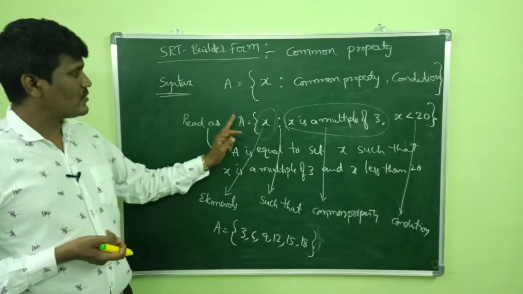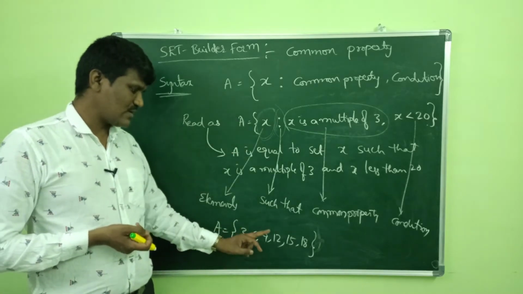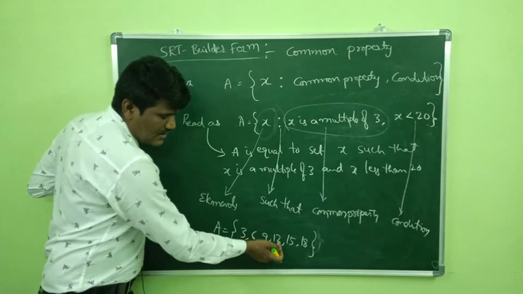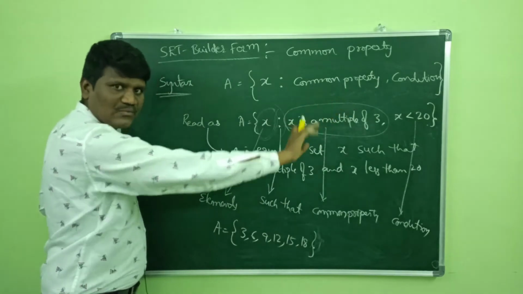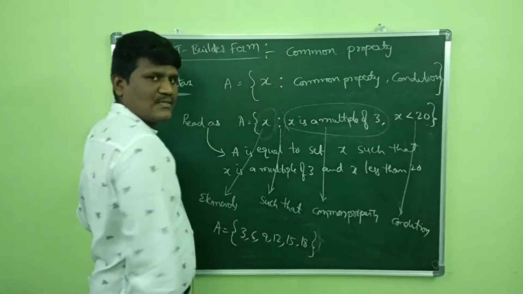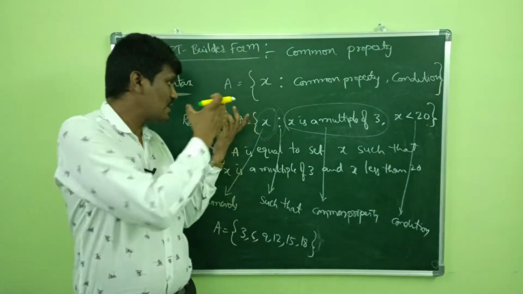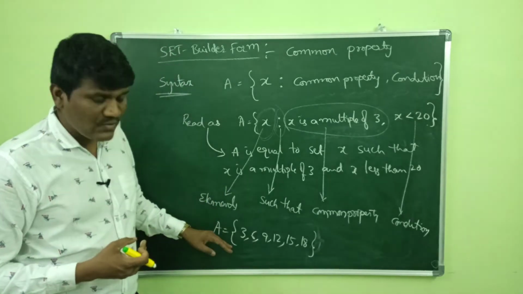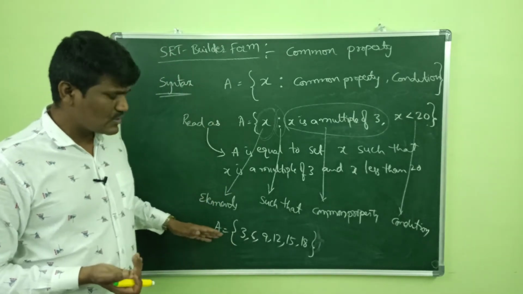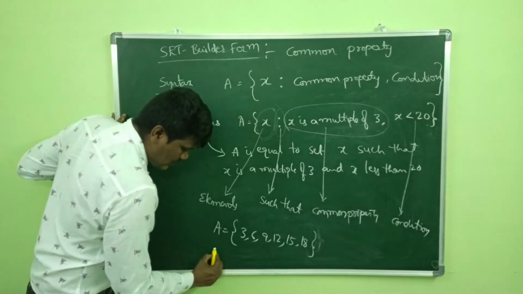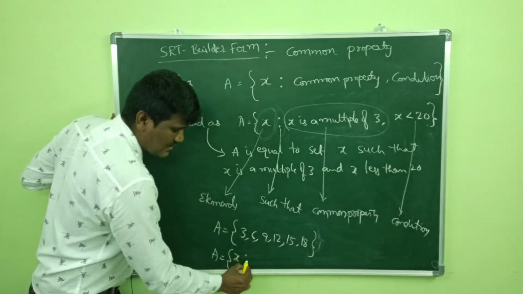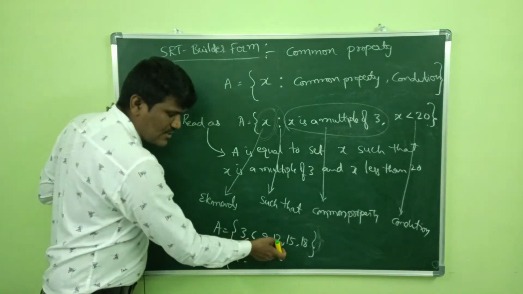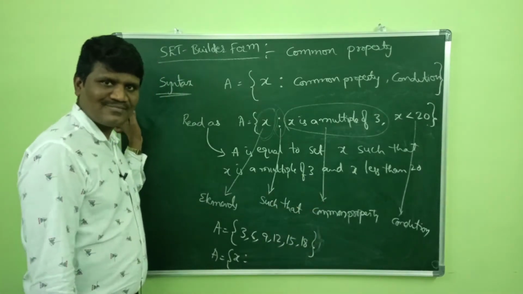So this is the roster form. The roster form of this set builder form is A is equal to 3, 6, 9, 12, 15, 18. Right? So if you observe this, 3, 6, 9, 12, 15, 18 are multiples of 3, right? Multiple of 3. Also it is x less than 20. So this is the way to write set builder form as roster form. And the same way you can write roster form as set builder form also. So whenever you write roster form to set builder form, you should write A is equal to x such that. Now observe the elements of this. So 3, 6, 9, 12, 15, 18, multiples of 3, right?